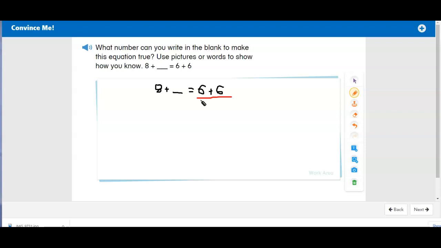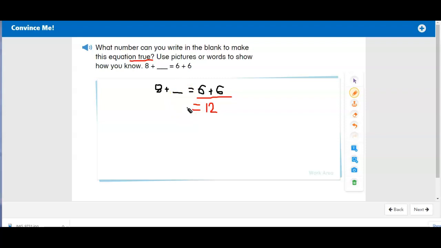You can also work up and say, well, 4 plus 4 was 8. 5 plus 5 was 10. So 6 plus 6 would be 2 more. 6 plus 6 is 12. So on this side of the equation, whatever we add to 8 needs to equal 12, because we want to make this equation true, which means both answers on each side of the equal sign are the same. So 8 plus what number is equal to 12?